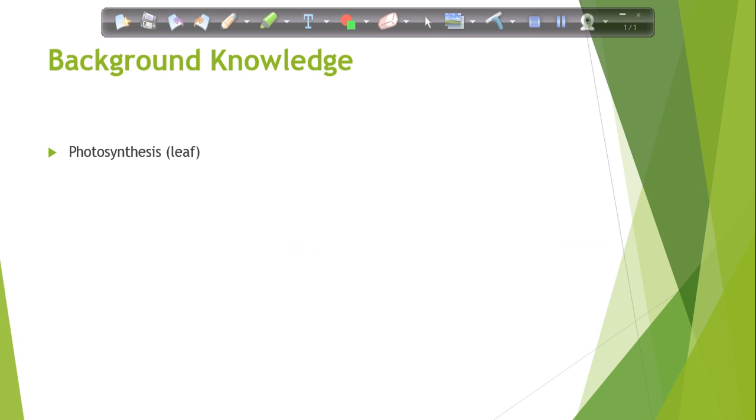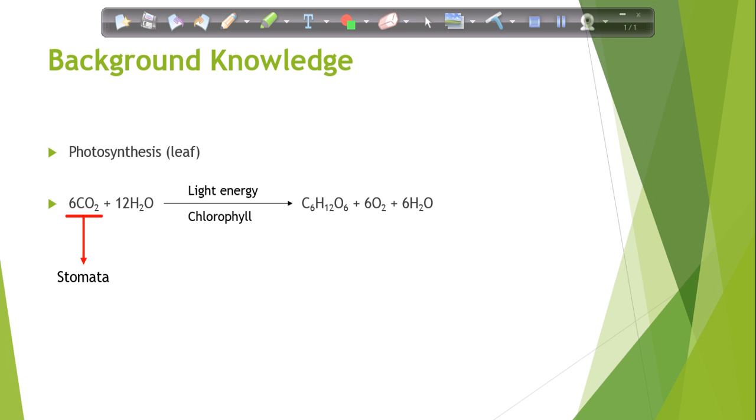You have learned that plants obtain energy through photosynthesis. With the chlorophyll, plants can absorb light energy mainly through the leaves. The chemical equation for photosynthesis is shown as such. We know that carbon dioxide is obtained via the stomata from earlier lessons. Hence now, we will focus on the other parts of the equation, water and glucose.